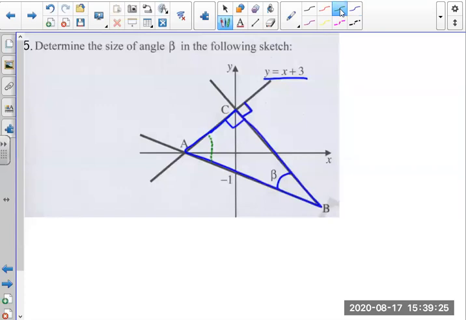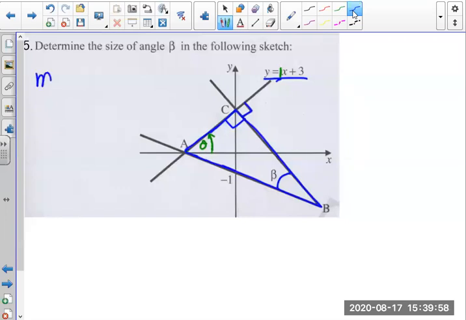Can you see that because you have the inclination of line AC, you can calculate this angle here. Let's call this angle theta, just that green one there. You can calculate that because it is simply the inclination of line AC, and you have the gradient of AC. So I'm going to start there.